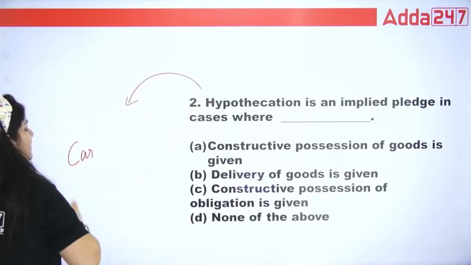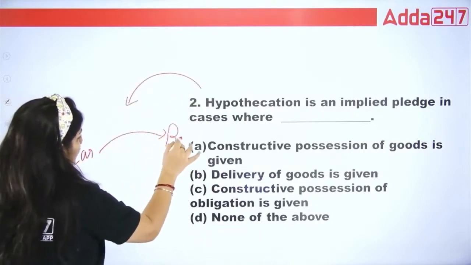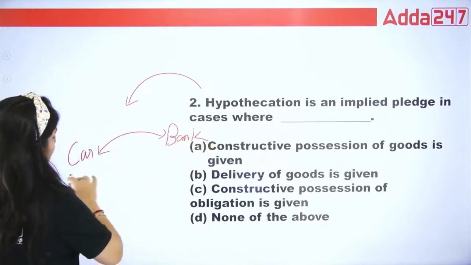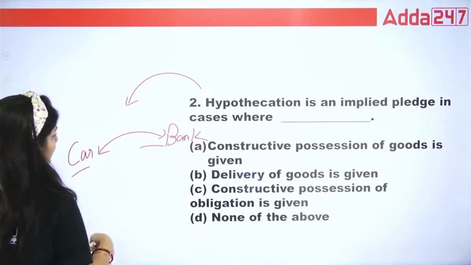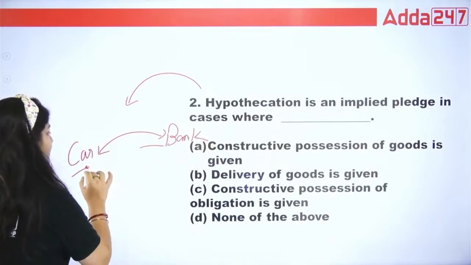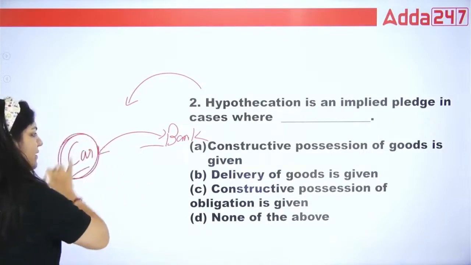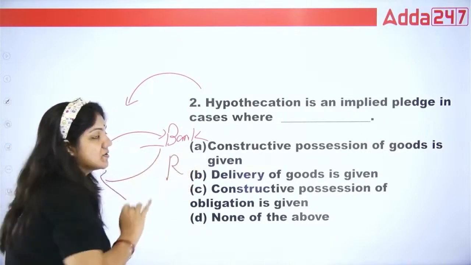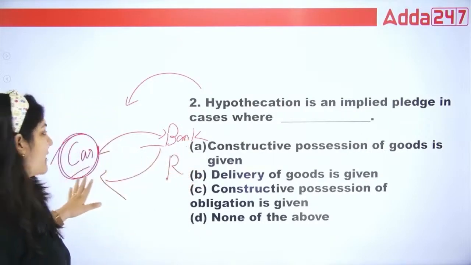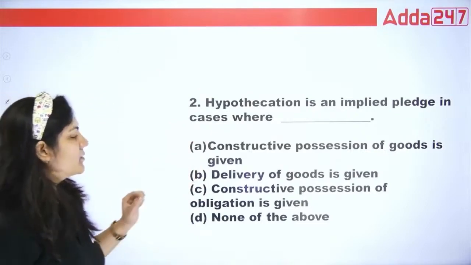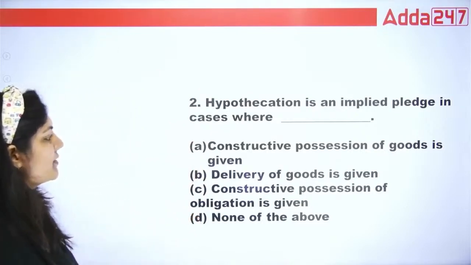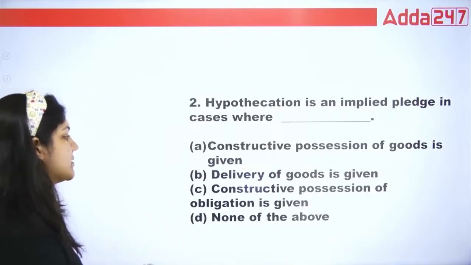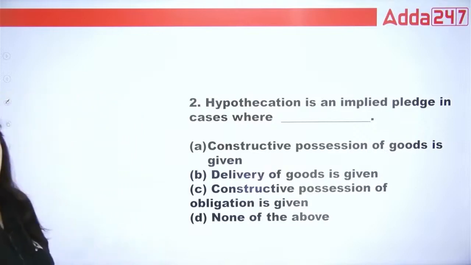Suppose I want to purchase a car, so I will demand money from the bank, right? Now suppose I am not able to pay the money for the car, so the bank can take possession, because my original document is in the hands of the bank. That's why the bank can take action. So hypothecation is an implied pledge in the cases where constructive possession of goods is given, delivery of goods is given, constructive possession of obligation is given, or none of the above. Tell me, guys.